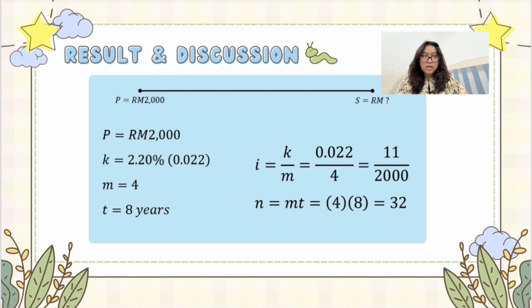I equals K over M. Our K is 0.022 and our M is 4. 0.022 over 4 equals 11 over 2,000, and our N equals M multiplied by T, which is 4 multiplied by 8, equals 32.